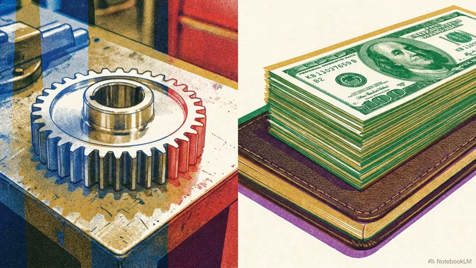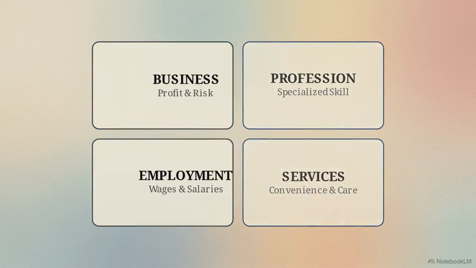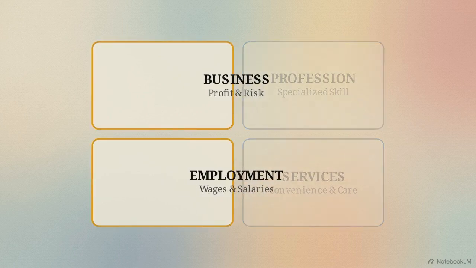The broader economy identifies work not by the tool in a worker's hand, but by the specific logic of how value is generated and exchanged. When viewed through this lens, the vast complexity of global labor resolves into four specific pillars. This four-part matrix provides the structural map for the entire modern economy. We begin with the left column.